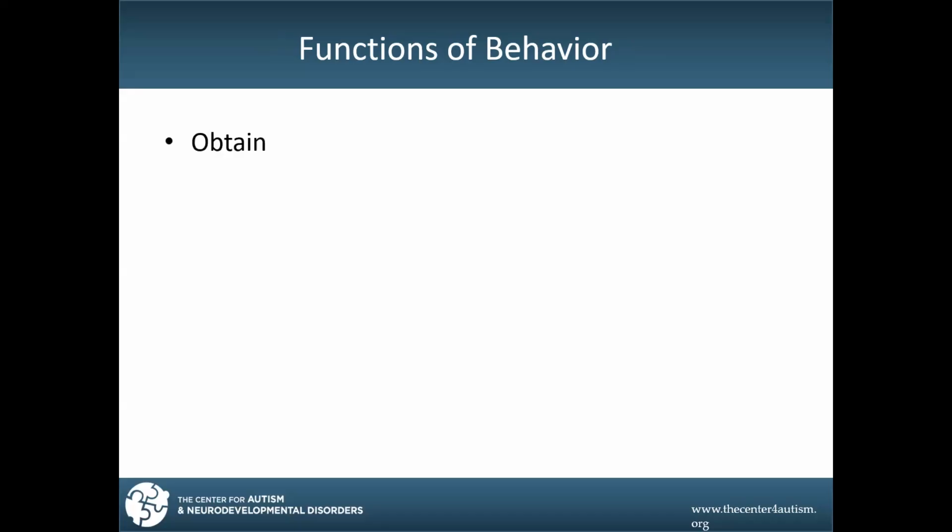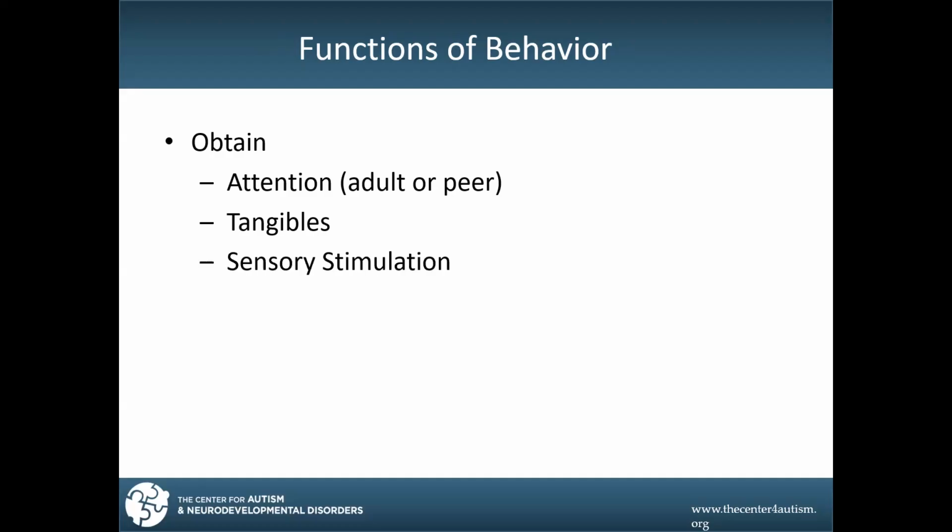Functions of behavior are classified under two umbrellas. One is to obtain something you want. This can be someone's attention, such as an adult or peer, tangibles, or in other words, preferred toys, food, or other items, and sensory stimulation, otherwise known as automatic reinforcement, which means engaging in the behavior in and of itself feels good. So, for example, rocking back and forth.